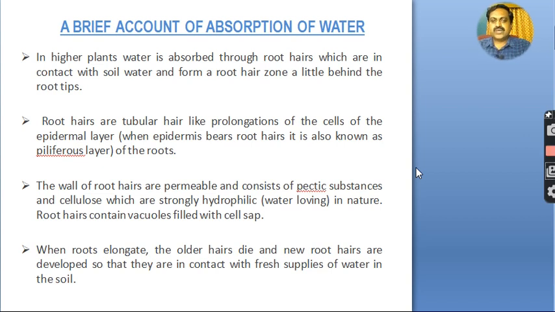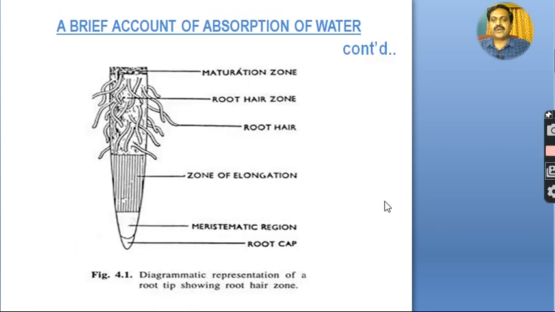Root hairs contain vacuoles filled with sap at the center. When roots elongate, the older hairs die and new root hairs are developed so that they are in contact with fresh supplies of water in the soil. The diagram that you are seeing in this slide is the structure of a root hair, where you can see the tertiary roots and secondary roots, maturation zone, root hair zone, zone of elongation, meristematic zone, root cap, and others.